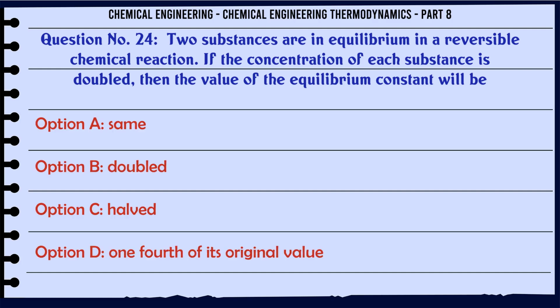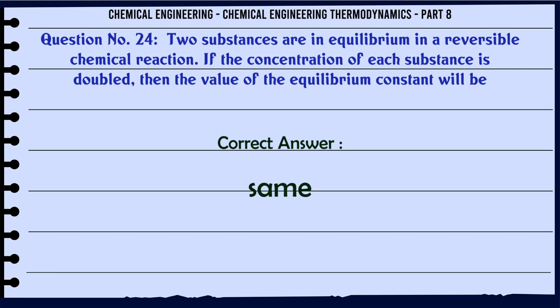If the concentration of each substance is doubled, then the value of the equilibrium constant will be: A. Same, B. Doubled, C. Halved, D. 1/4 of its original value. The correct answer is same.